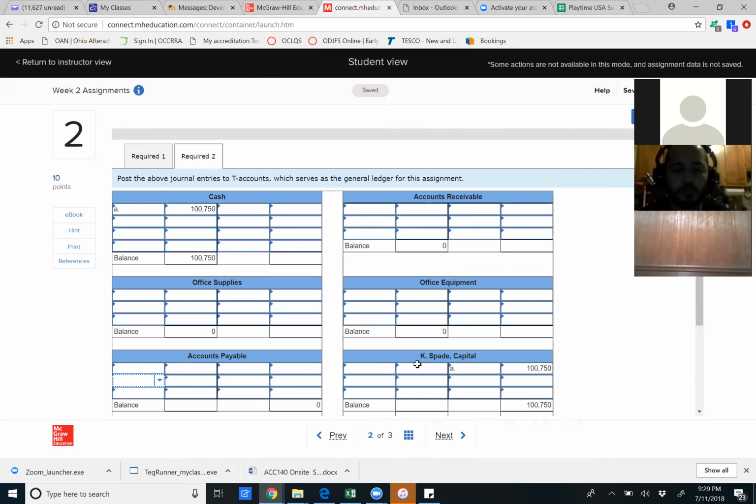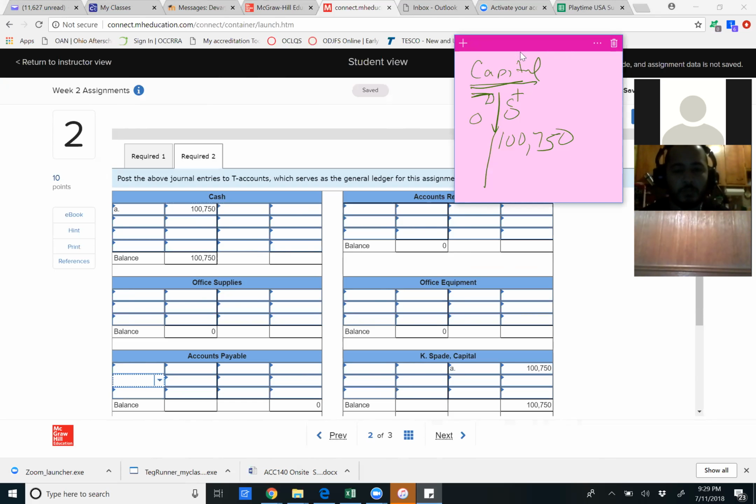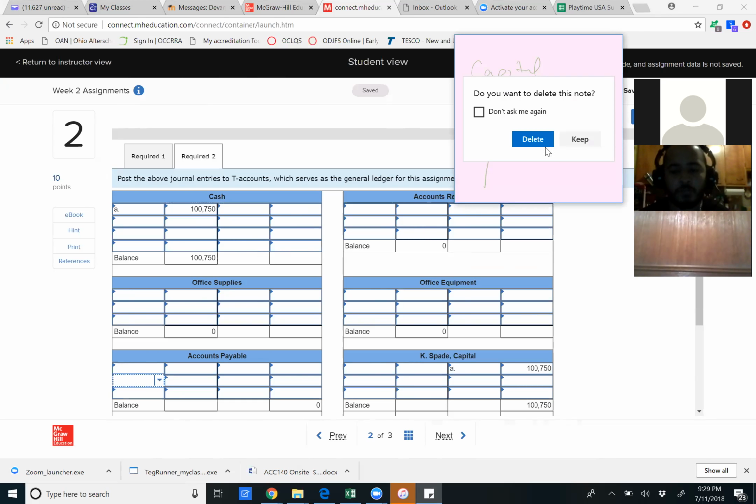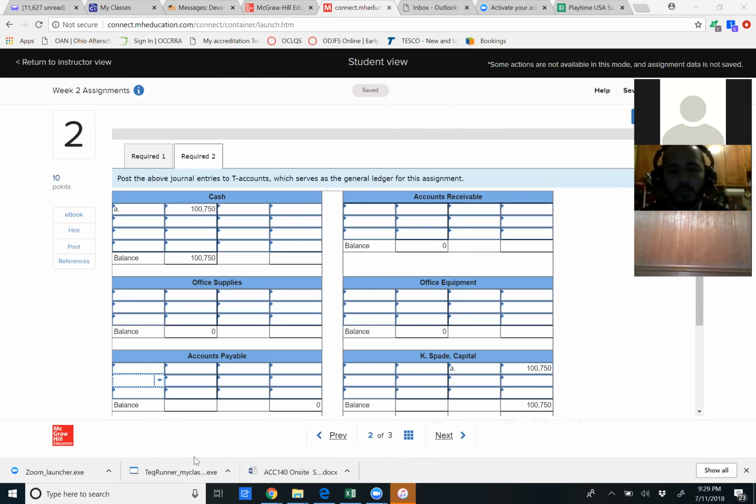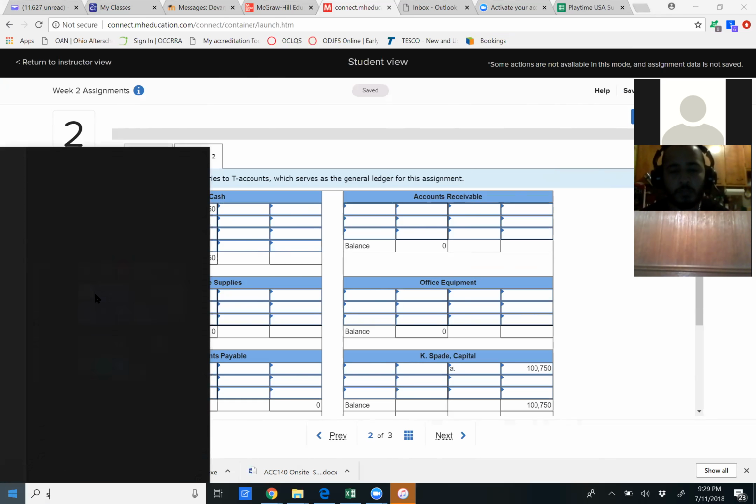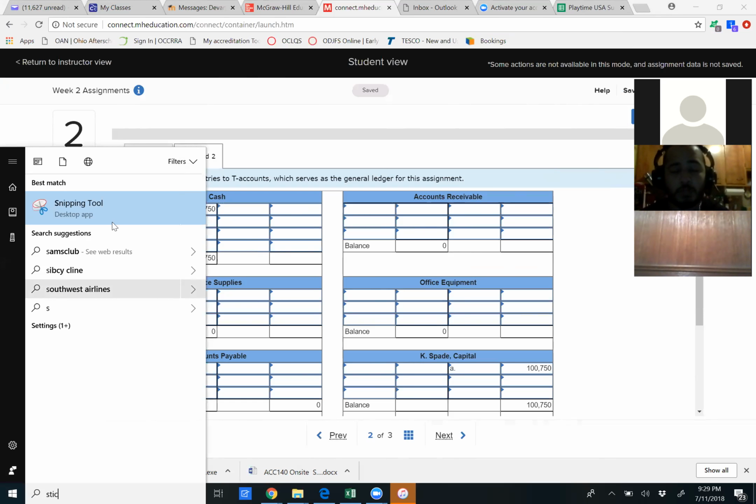So in order to do a journal entry, that's not what I wanted that to do. I just wanted it to stay there, but that didn't happen.